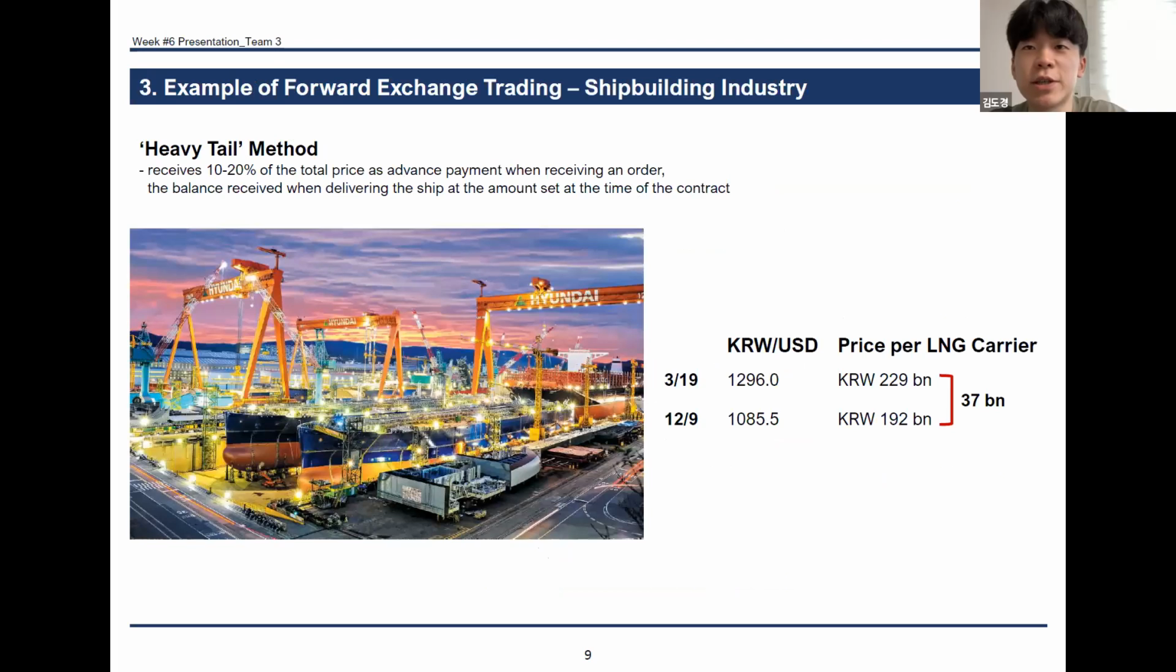Hi, I'm the third presenter, Do-kyung Kim, and from now on, I would like to give an example where forward exchange trading is specifically applied to industry. Fluctuations in exchange rates are not welcome for domestic companies that operate mainly on exports rather than domestic demand.